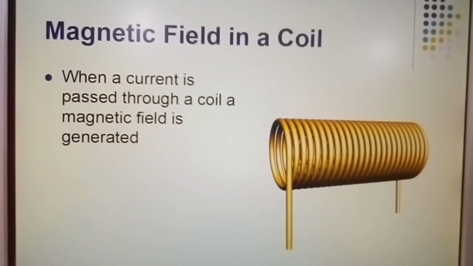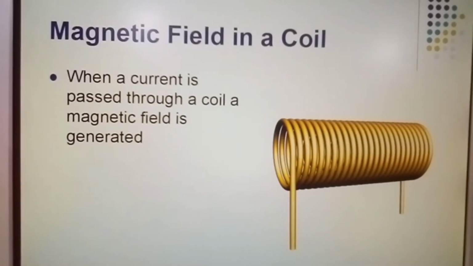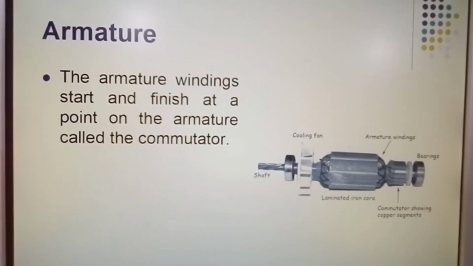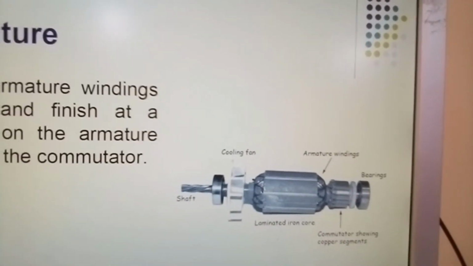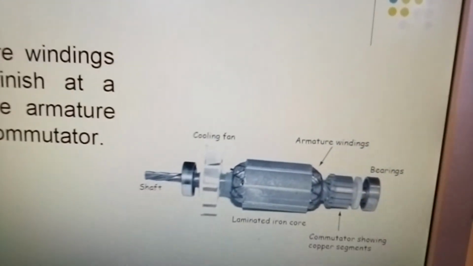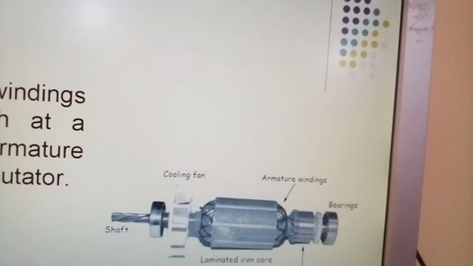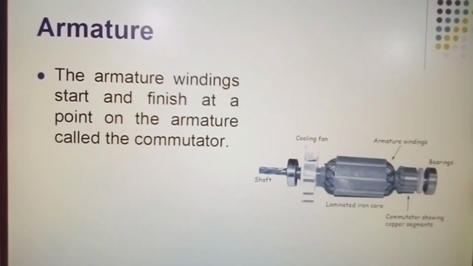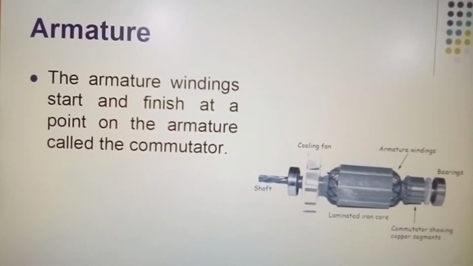Now, magnetic field in a coil. When a current is passed through a coil, a magnetic field is generated. The armature windings start and finish at a point on the armature called the commutator. Let me just bring this up for you so you can see that in full. I'll read the text on it as well.